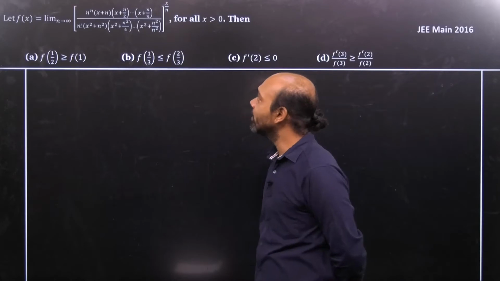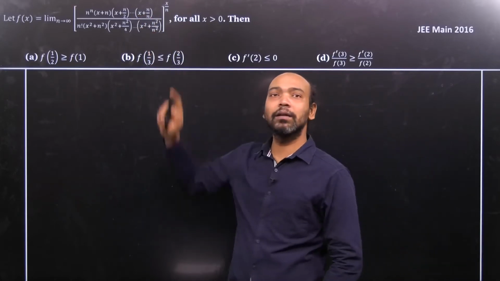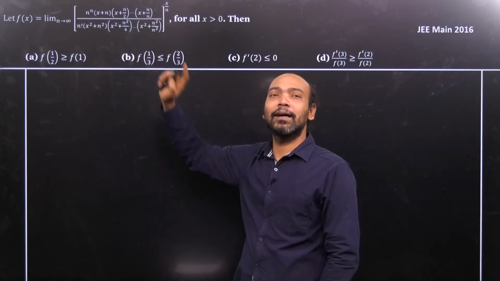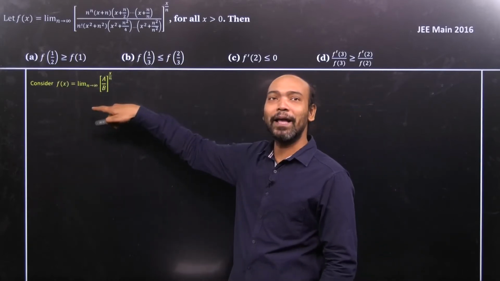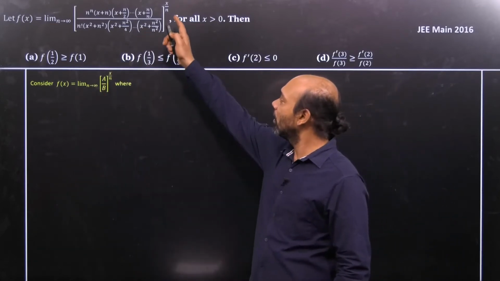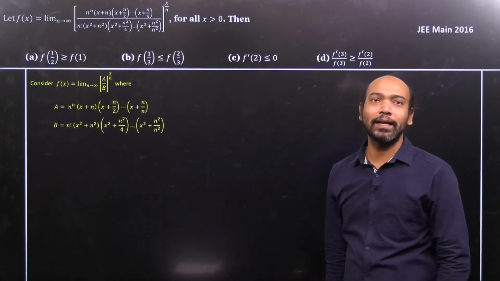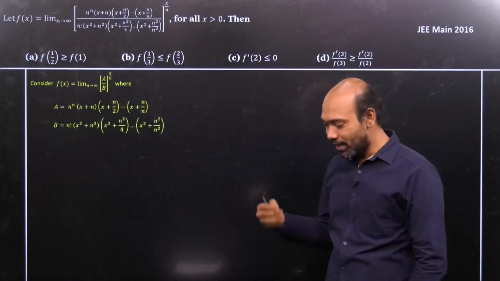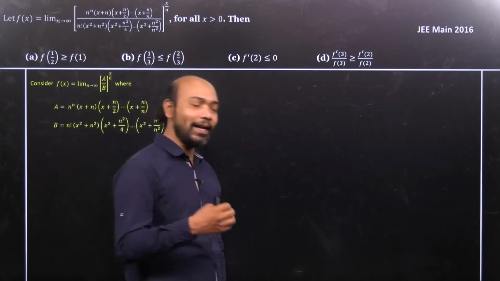So first of all, we just concentrate on that particular limit. See that it has a numerator and a denominator. So we consider the numerator as a and the denominator as b. Therefore, we can say f(x) is equal to a by b, where a is the numerator and b is the denominator. Now, our job is to simplify this, because only then are we able to find the value using integration.